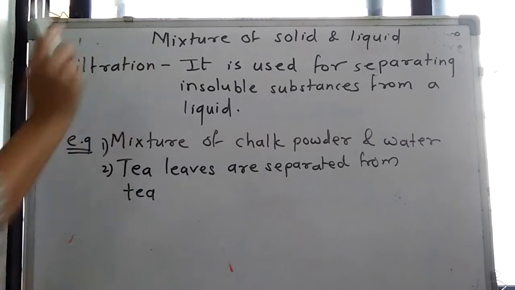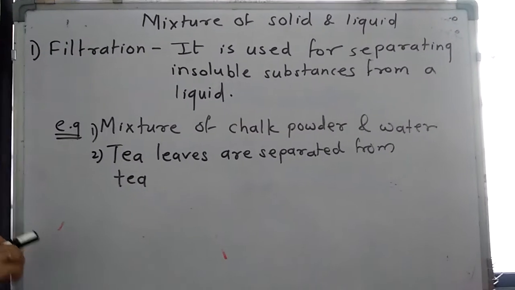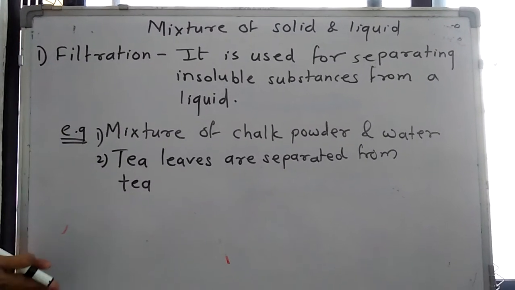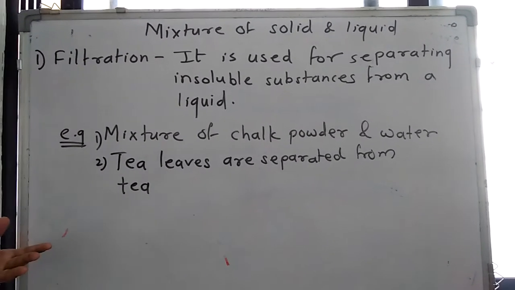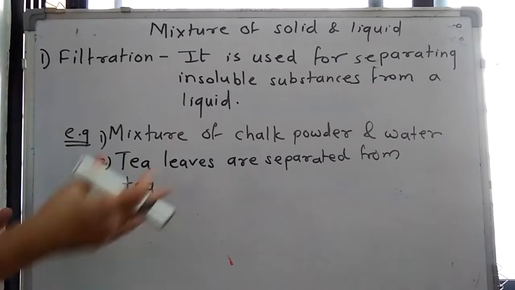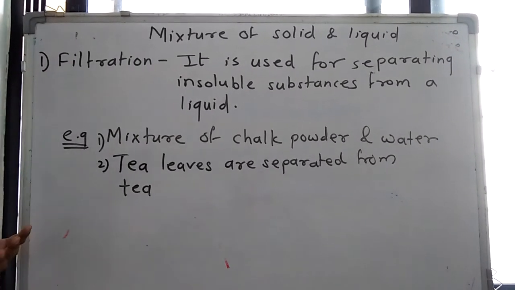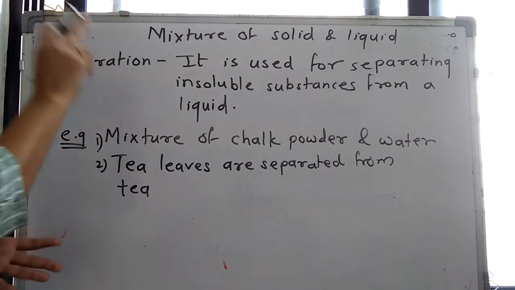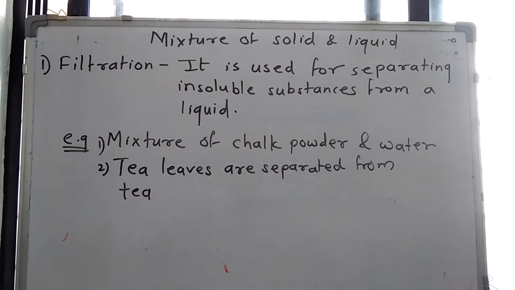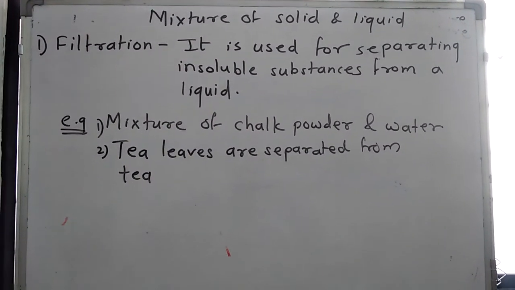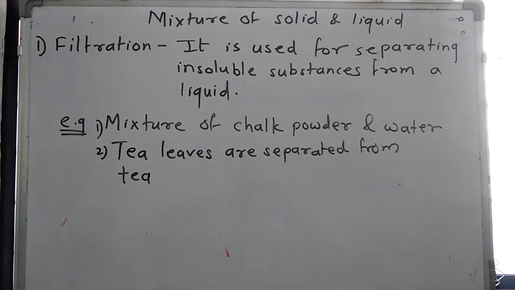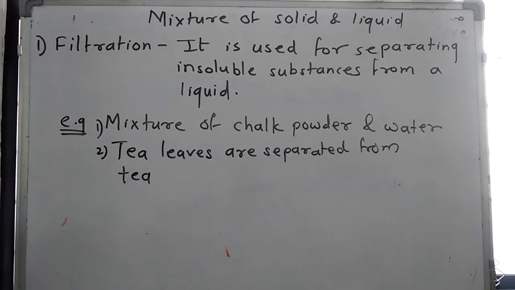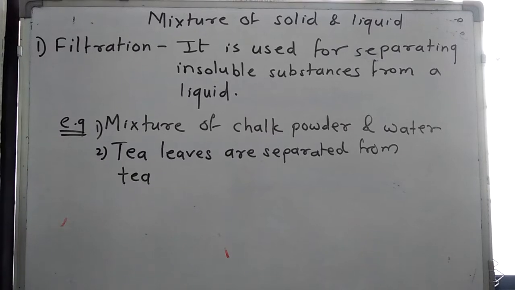Now the second type of mixture is a mixture of solid and liquid, in which one substance is in solid form and another substance is in liquid form. How can we separate such mixtures? One simple method is filtration. This filtration method is basically used for separating insoluble substances from a liquid. So when the substances are not soluble in the liquid, we can use the method of filtration.